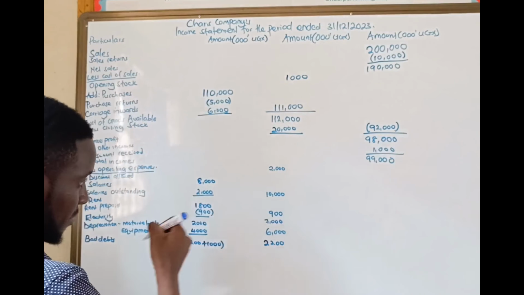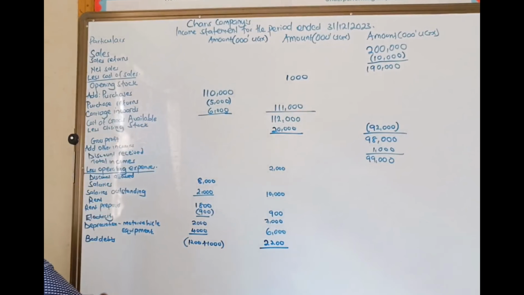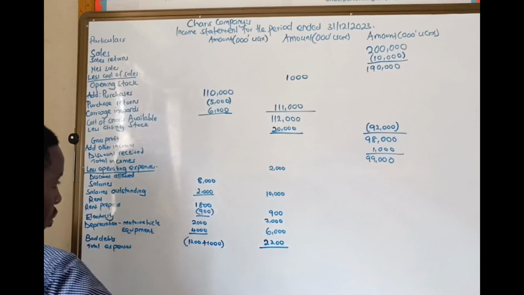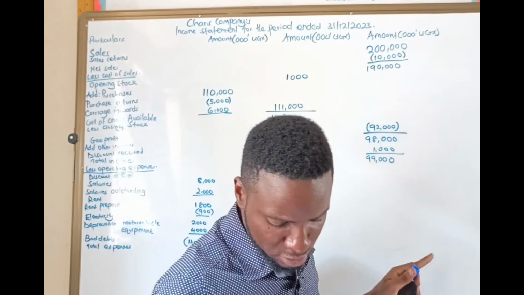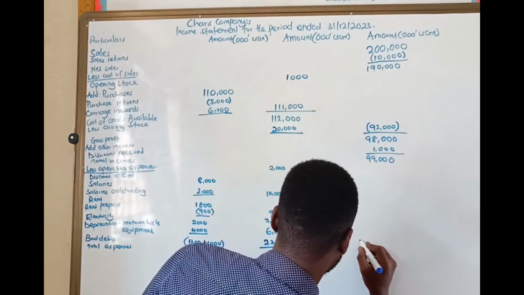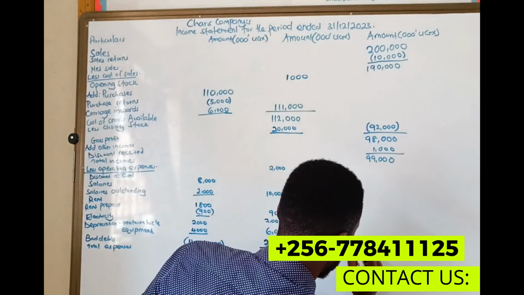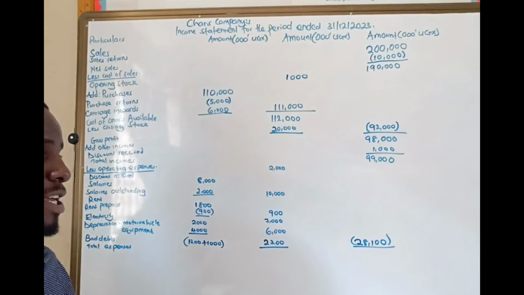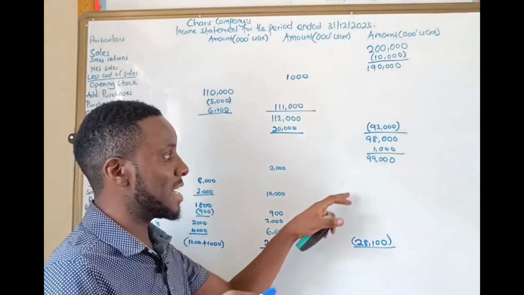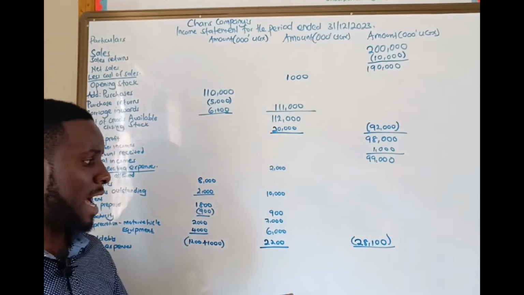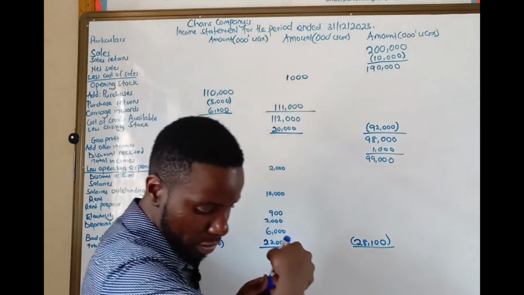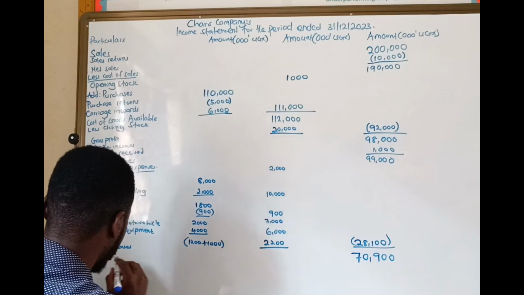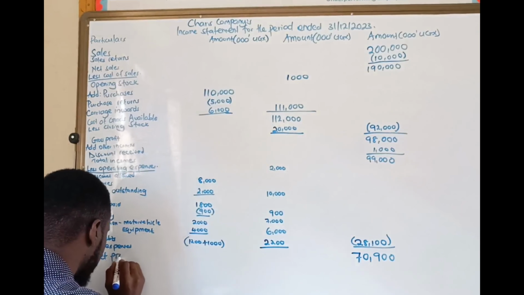Now remember, we are supposed to take a total of this to get our total expenses. So when we add up all this, we are supposed to get 28,100. So this is the total expense that we have. Now remember, I told you first to get the net profit. Of course, we shall get the total incomes minus the total expenses that we have. Then when we do that, our net profit will be 70,900.